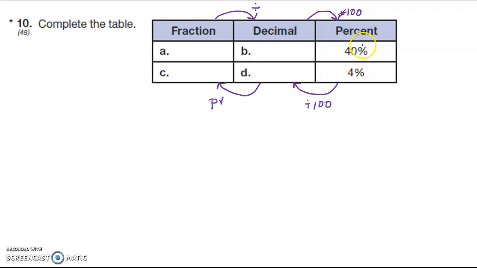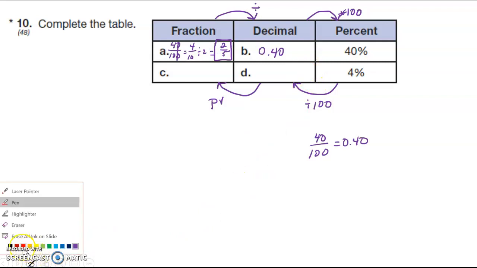So we're only given the percent here. So we're going to divide 40 by 100, and we get 0.40. And then the place value here, this is 40 hundredths. So 40 hundredths, but we have to reduce that, so I get 4 tenths, divide by 2, and I get 2 fifths as my answer here. Okay, let's change colors for the next one.